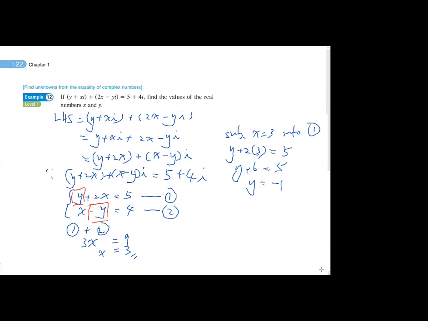So that is how we can find the values of x and y. That is what we want to find.